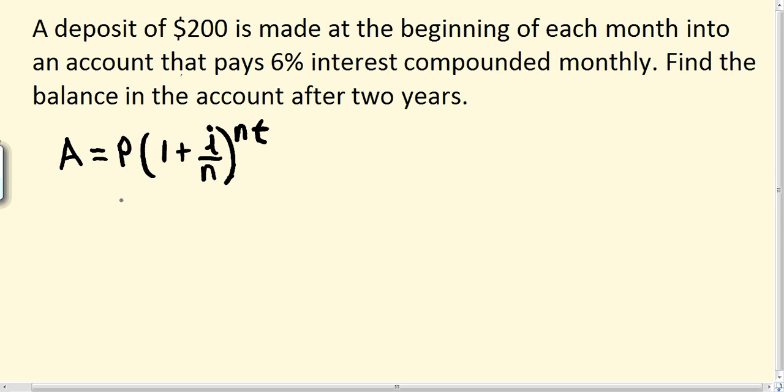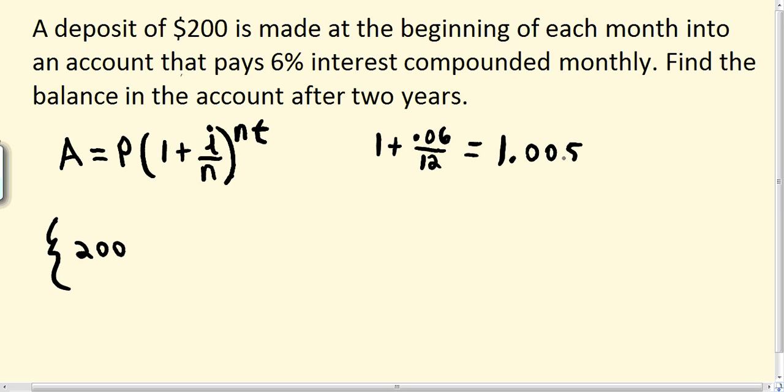All right? So in our case, let's take a look at the very first payment. The very first payment is made at the beginning of the first month. It's a payment of $200. That $200 has a future value of, let's see, this 1 plus r, which is 0.06 over n, which is 12. This arithmetic gives me 1.005. So this factor here, 1 plus i over n, actually amounts to 1.005.